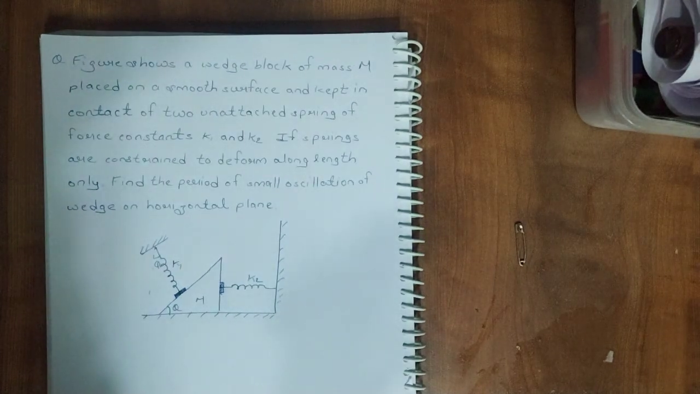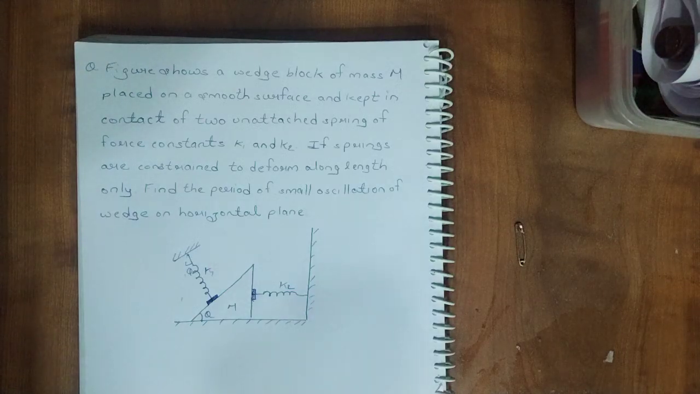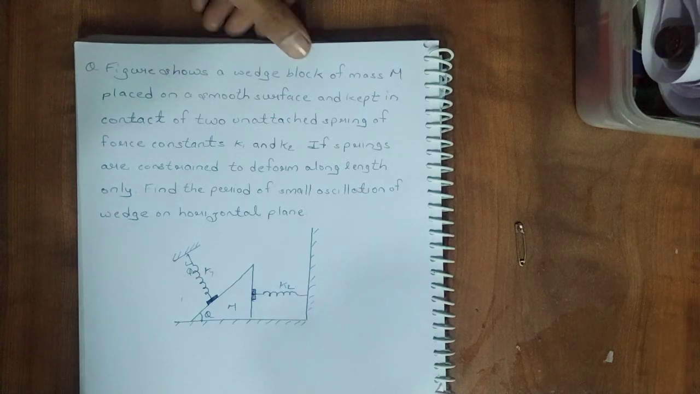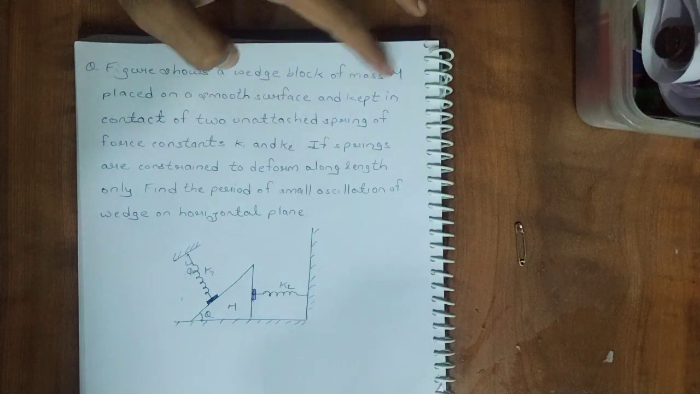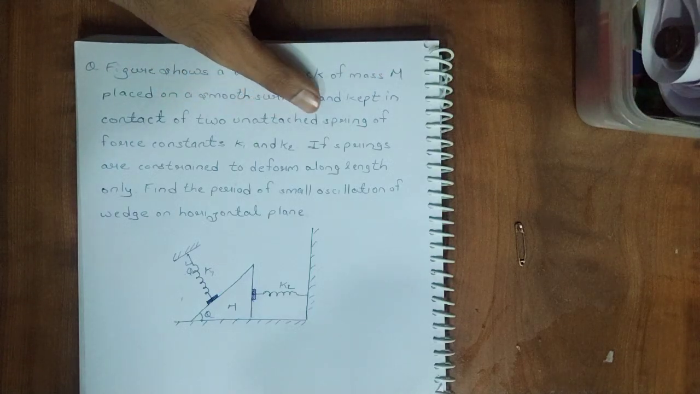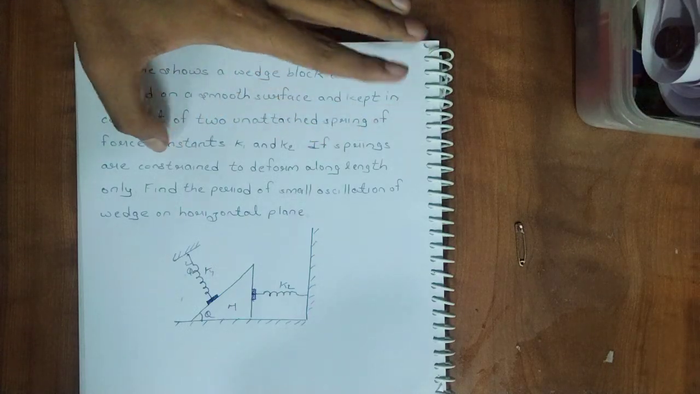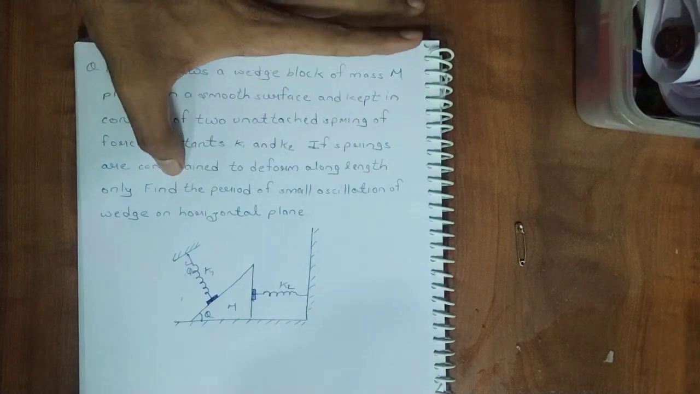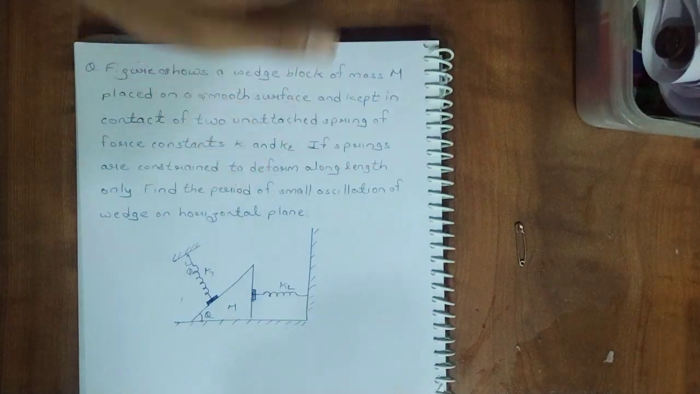Okay, welcome. So this is the JEE Advanced level problem which is taken from the chapter Simple Harmonic Motion. So see what is the question. The figure shows a wedge block of mass m placed on a smooth surface and kept in contact with two unattached springs of force constants K1 and K2. If the springs are constrained to deform along length only, find the period of small oscillation of the wedge on the horizontal plane.